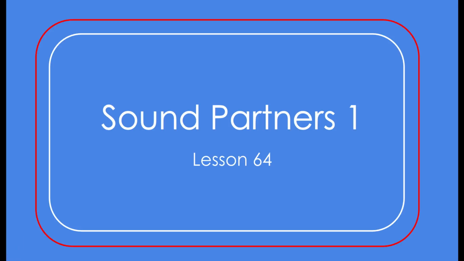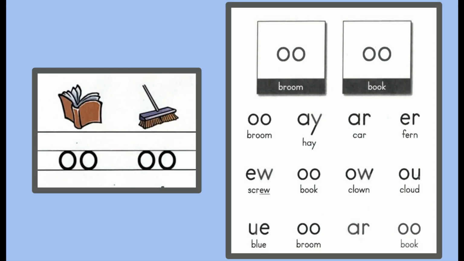Sound Partners 1, Lesson 64. This is the OO vowel team. It has two sounds, oo like in broom and oo like in book.